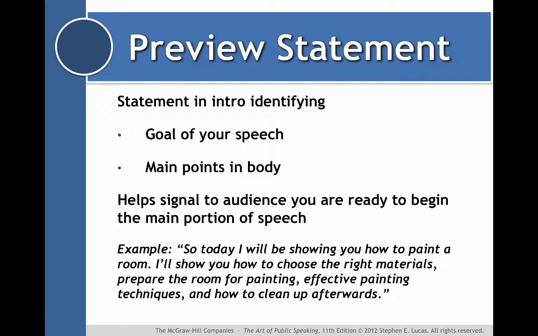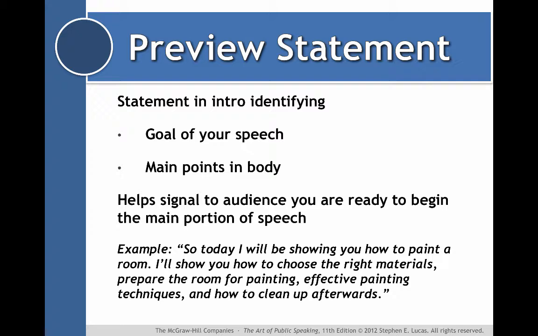Finally, before you move from your introduction into the body of your speech, you need to tell us what you're going to tell us. In other words, you need to preview by telling us what you want us to learn and what the main points are going to be. This is a critical step because it helps to let the audience know that you're ready to begin the main portion, the body of the speech.